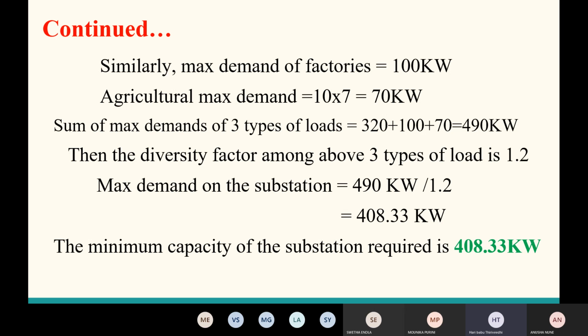Individually, agriculture is 70 kilowatt, factory is 100 kilowatt, and houses 320 kilowatts. The maximum demand of the station is equal to the capacity of the substation. So the maximum demand on the station is 408.33 kilowatt, that is equal to the capacity of the substation, 408.33 kilowatt.